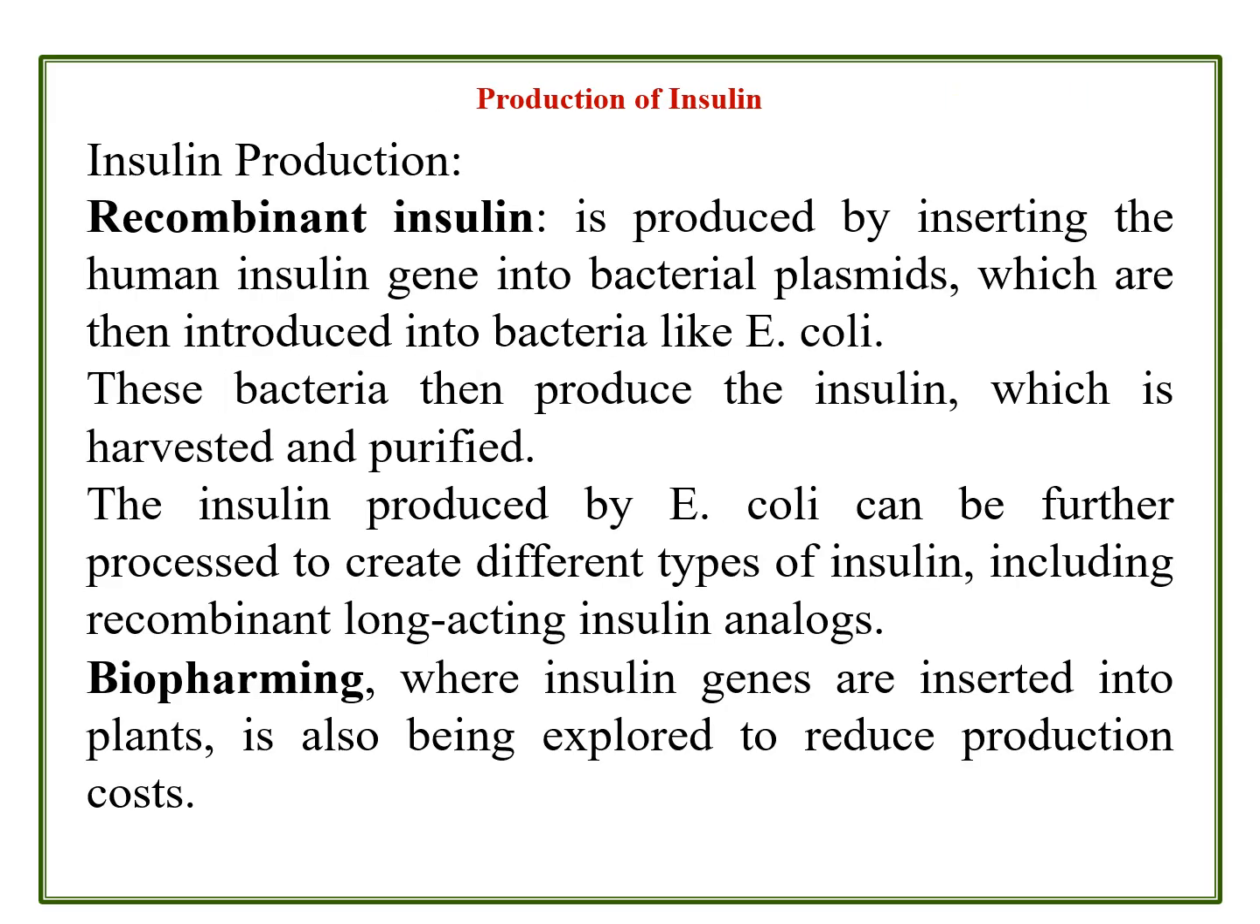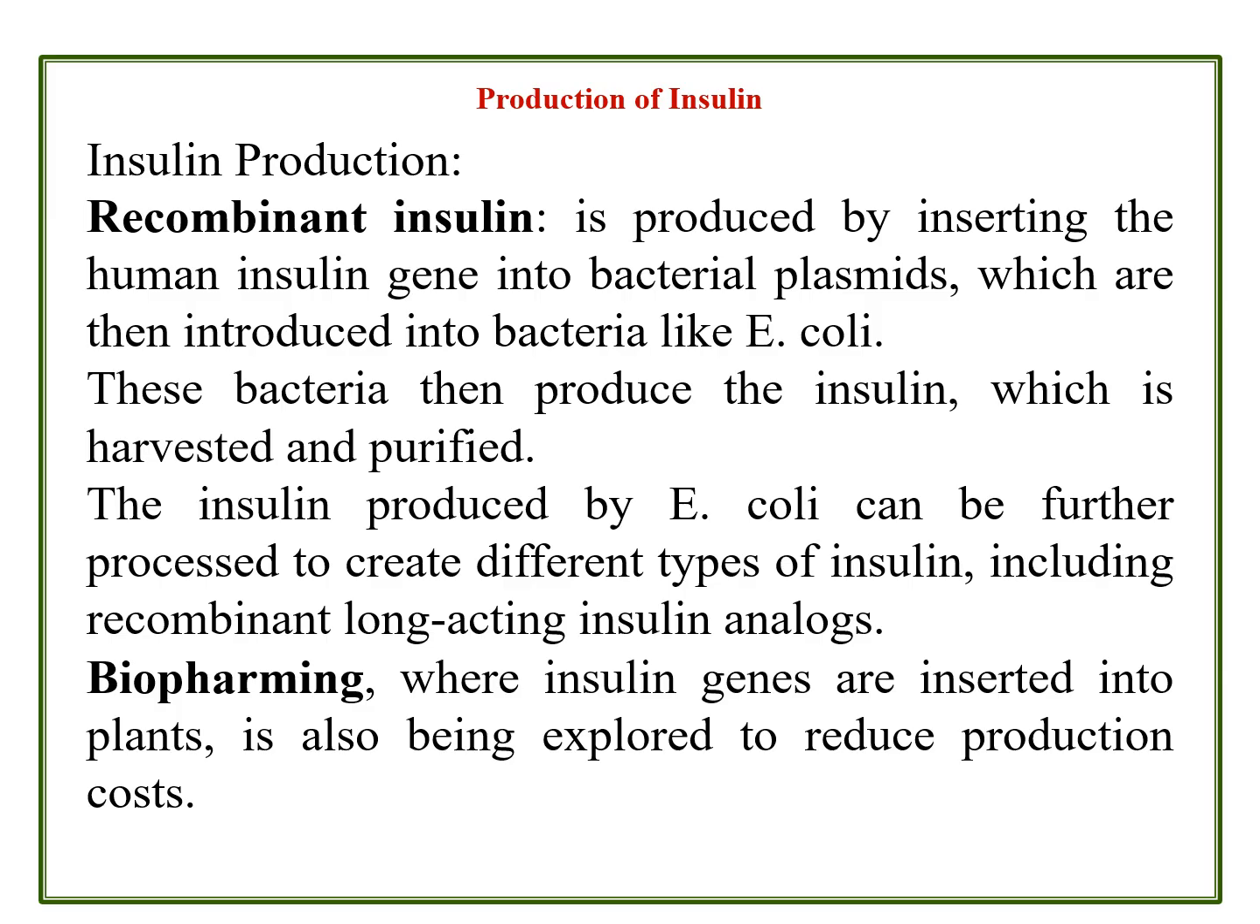So first of all, let us discuss the production of insulin. Recombinant insulin is produced by inserting the human insulin gene into bacterial plasmids. pBR322 is the best choice, which are then introduced into bacteria like E. coli. These bacteria then produce the insulin, which is harvested and purified. Eli Lilly company for the first time produced the recombinant insulin in the name of Humulin.